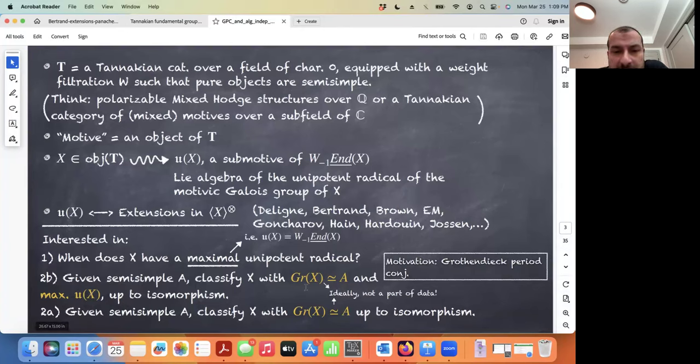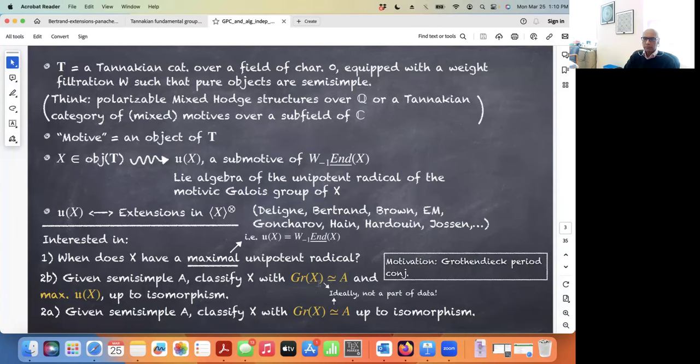And there's a little comment here about this associated graded being isomorphic to A. You can sort of consider this problem in two different ways. One of them is to completely disregard the data of this isomorphism, so really just the associated graded isomorphic to A and then X up to isomorphism. The second approach you could take is to somehow incorporate the data of these isomorphisms into account.